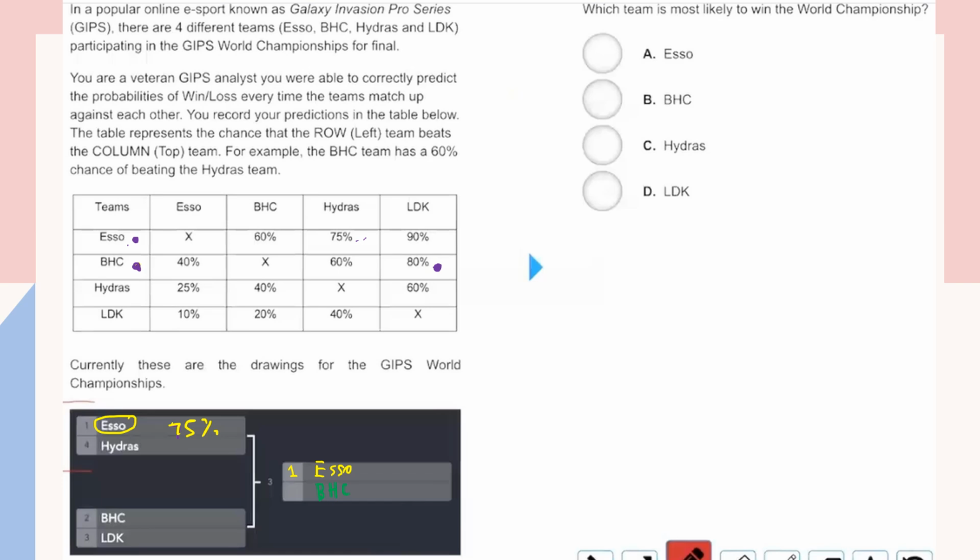which is second. Now if we see SO versus BHC, it clearly says, so from SO, and we go up here, SO has a 60% chance of winning versus BHC. So the most likely to win the competition is Esser. And that's why Esser is the one who won it. So that's why I put Esser.